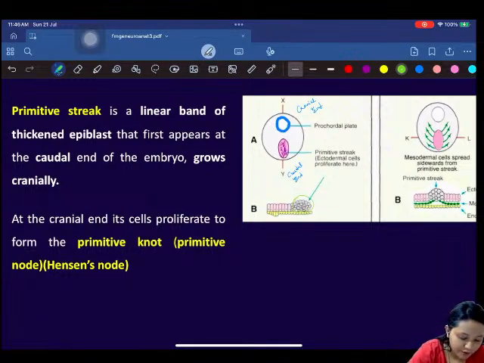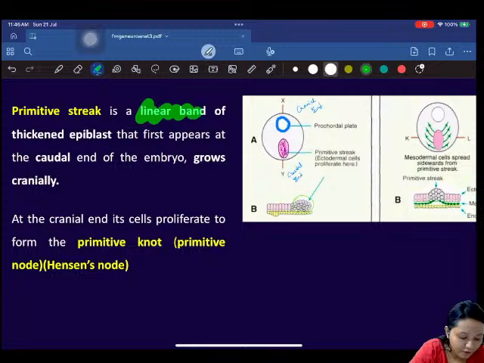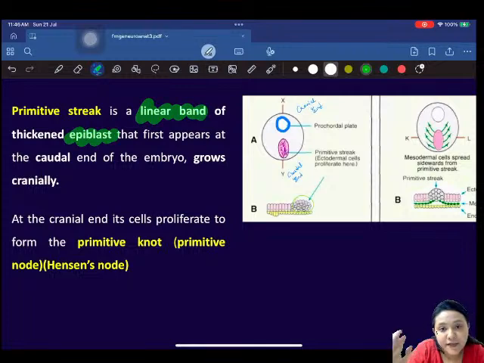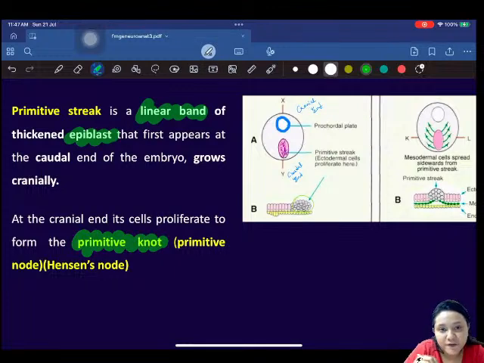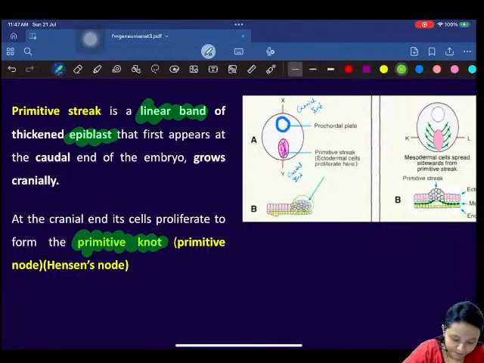The primitive streak is a linear band of thickened epiblast, and it appears in the caudal end first, and then it will grow towards the cranial end. And this cell will ultimately proliferate towards the cranial end to form a primitive knot. Okay, a primitive knot, and this primitive knot is also known as primitive node or Hansen's knot. So what happens?